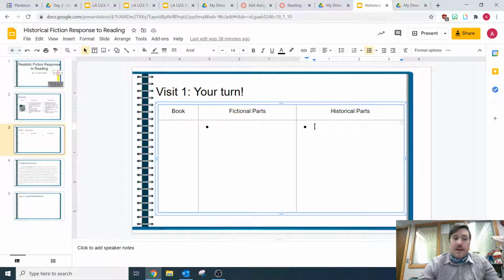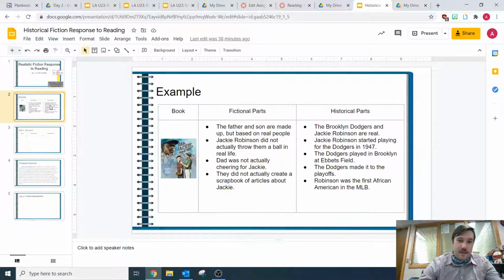For example, I chose Dad, Jackie, and Me. Some of the things that were made up in the story: the father and the son are made up, but they're based on real people. The author actually based it on his life. So the dad and the son are not actually real. That's fictional. Jackie Robinson did not actually throw them a ball in real life like he did in the game in the book. That was made up as well. And his dad is actually not cheering for Jackie. He may be imagining what his dad would have sounded like if he was cheering, or maybe his dad did sound like that, but Jackie didn't ever hear his dad cheering for him like that.